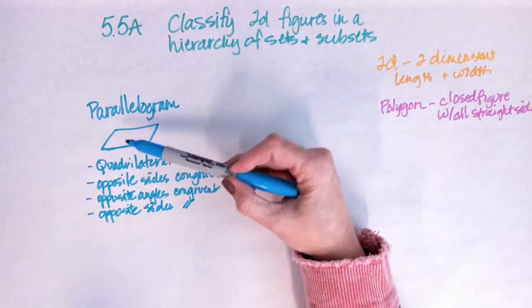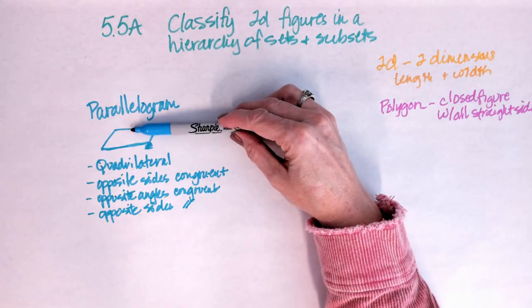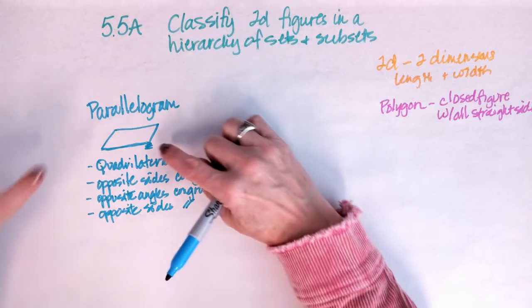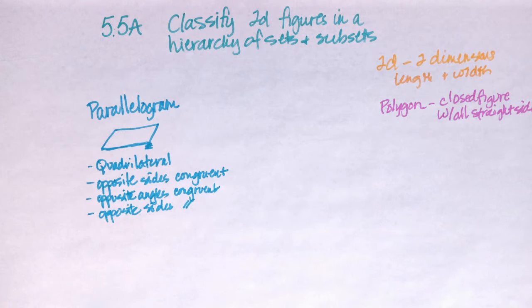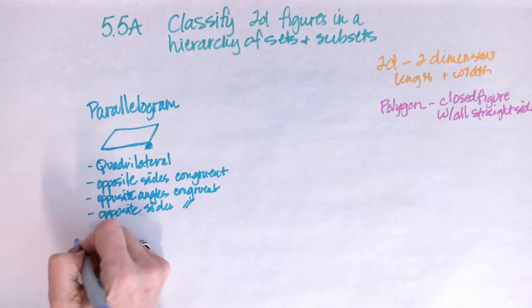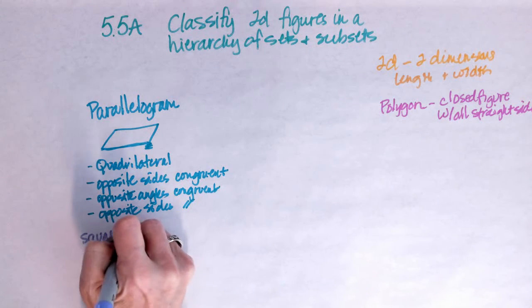Then we also know that opposite sides are parallel. So if I look at that, this side is parallel to this side. Now, not in my drawing, but in a parallelogram. And this side is parallel to this side. So if we know that all of those things are true for it to be considered the classification of a parallelogram, then we have to consider what other shapes could fall into that classification. So we could say, is a square a parallelogram?